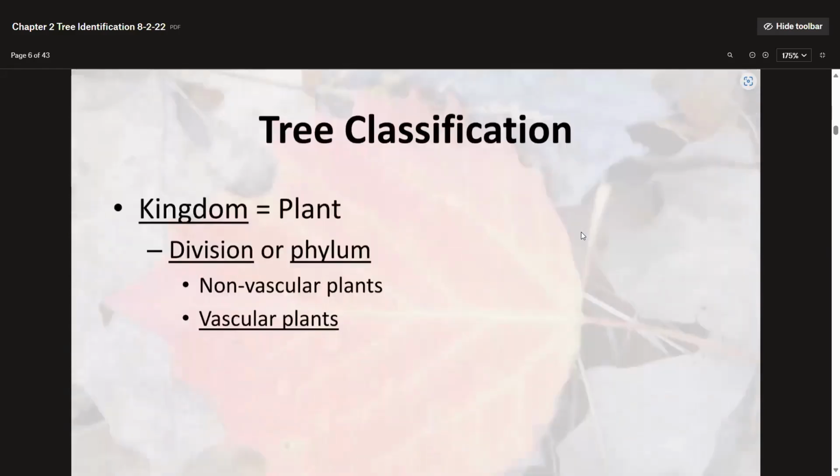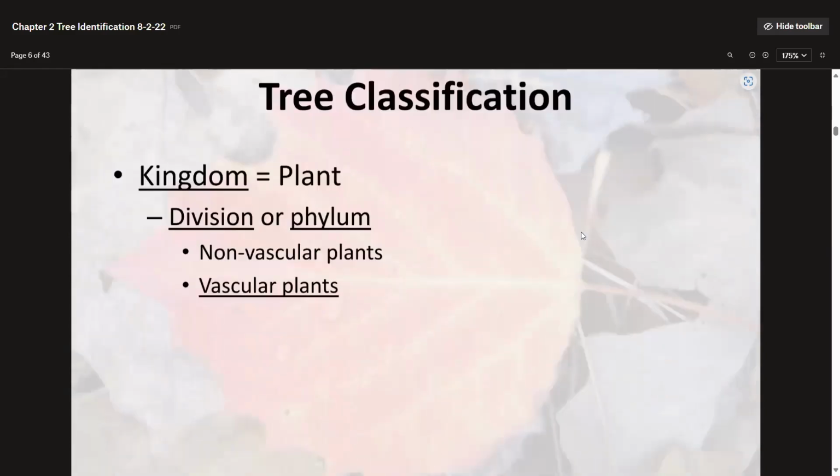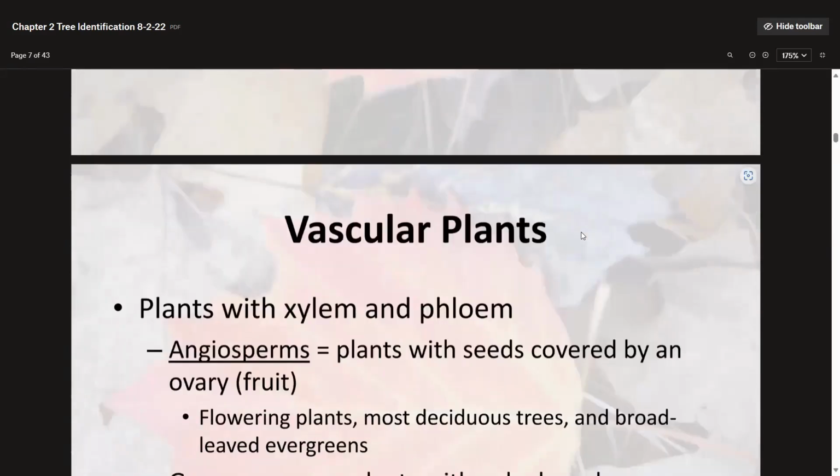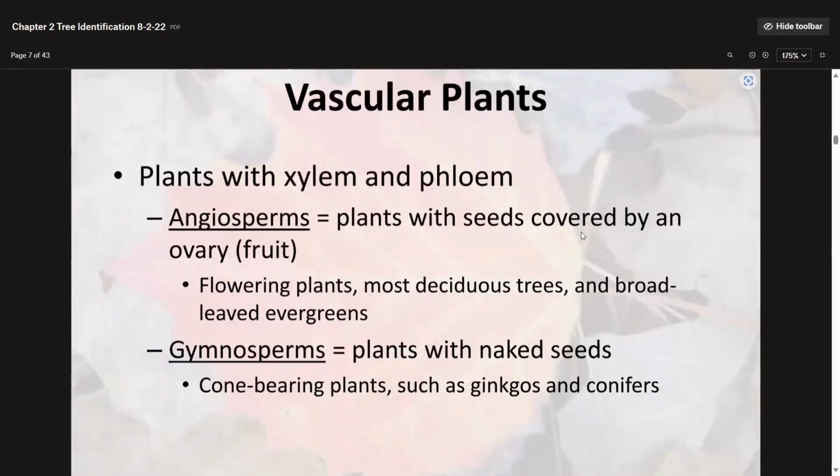All right, so getting back to the classification, like I said, in kingdom, we are dealing with plants for trees. Your division or phylum is non-vascular plants or vascular plants. All right, we're going to go over that now on the vascular plants. They are plants with a xylem and phloem, so they're moving things up and down underneath the bark, right? Angiosperms are plants with seeds covered by an ovary or fruit, all right? Flowering plants, most deciduous trees are angiosperms and broad-leafed evergreens, all right?